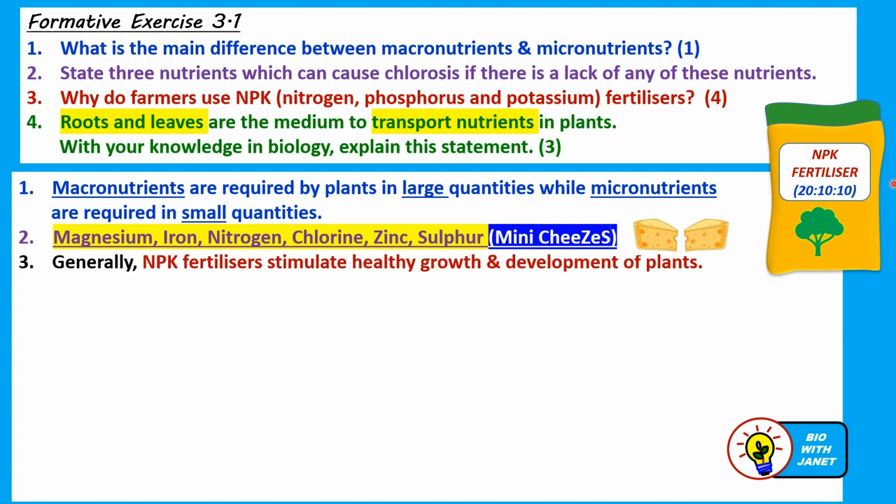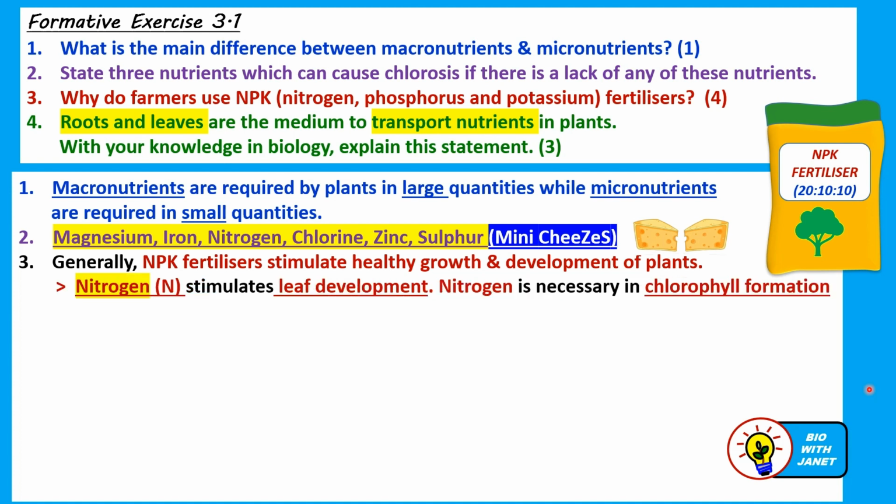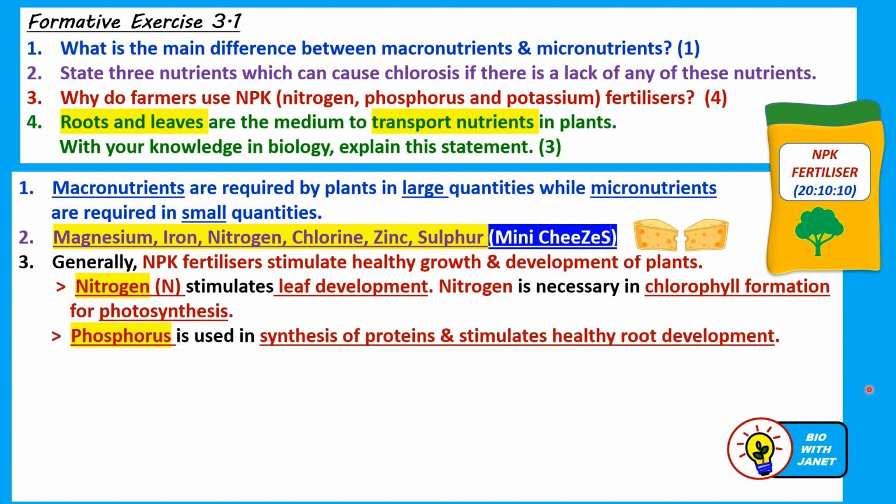Now, number 3, why do farmers use NPK, nitrogen, phosphorus, and potassium fertilizers? The reason is because generally NPK fertilizers, like the one shown here, stimulate healthy growth and development of plants. So, for example, N is for nitrogen. Nitrogen stimulates leaf development, and it's also necessary in the synthesis of chlorophyll for photosynthesis.